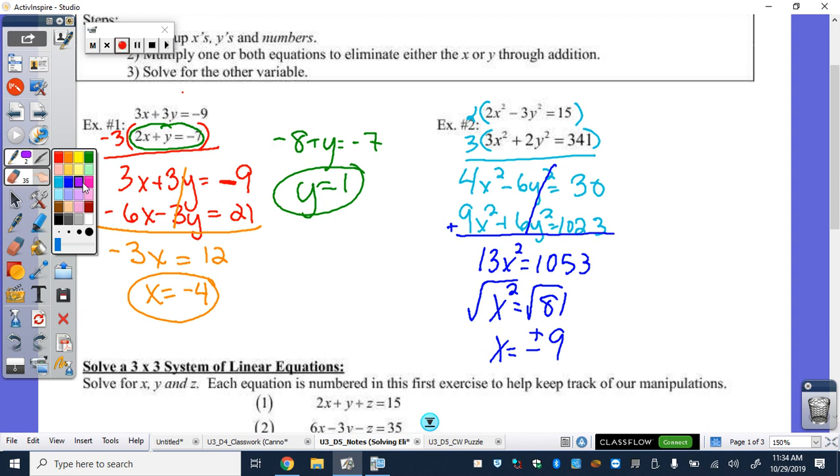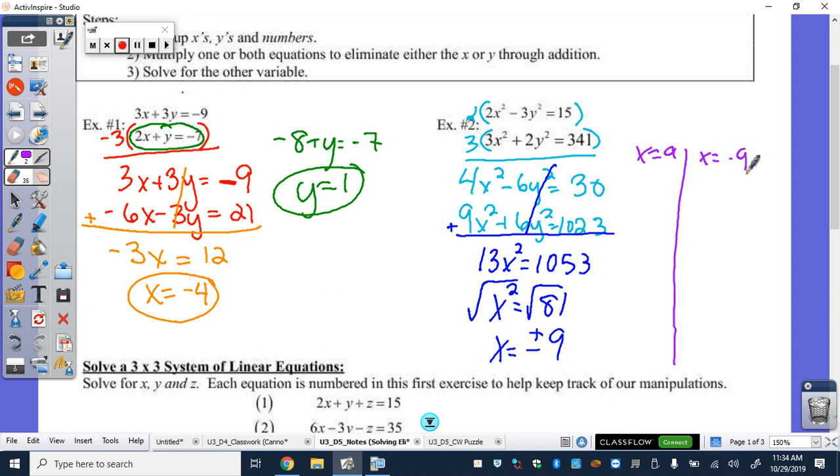So now we've got to plug that in and get our y values. We've got to plug in a +9, and we've got to plug in a -9. I'm going to use my first equation up there. So that's going to be 2 times 9 squared minus 3y squared equals 15. So 9 squared is 81 times 2, which gives me 162. 162 minus 3y squared equals 15.